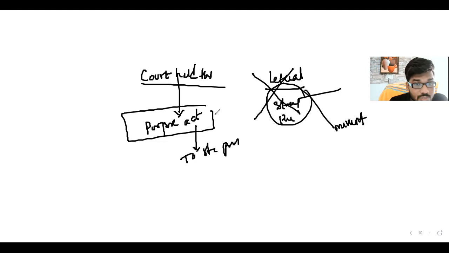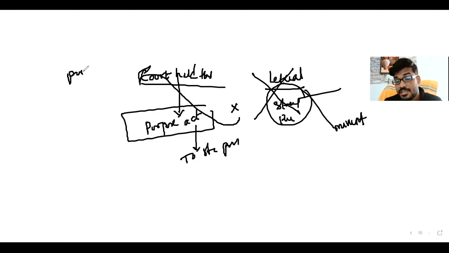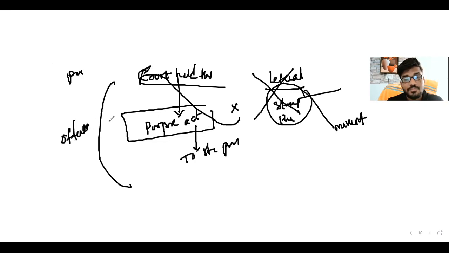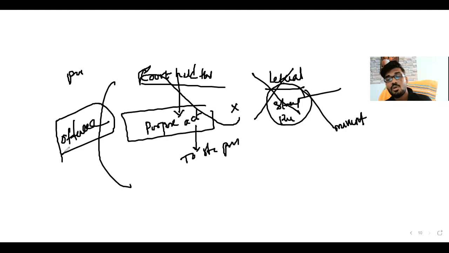Now, the literal rule is not applicable, so you can go beyond that. What is the main purpose of the act? The main purpose of the act is nothing but to stop it. The place is not important to stop these types of activities. Then it is treated as an offense. This is a court judgment, not as per the literal rule of interpretation.